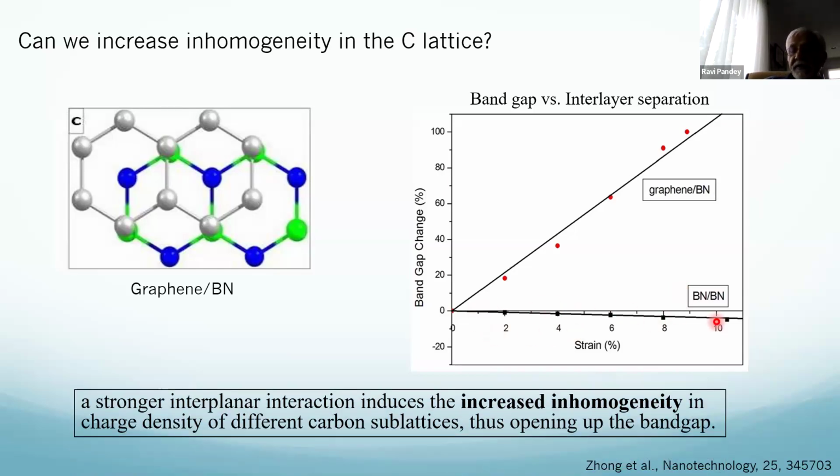So indeed, what it does is we can induce inhomogeneity in the carbon lattice of graphene by bringing in a structurally similar but chemically dissimilar monolayer, whose interaction opens up the gap, and one can use a bilayer graphene boron nitride system in field effect transistors as channel materials.